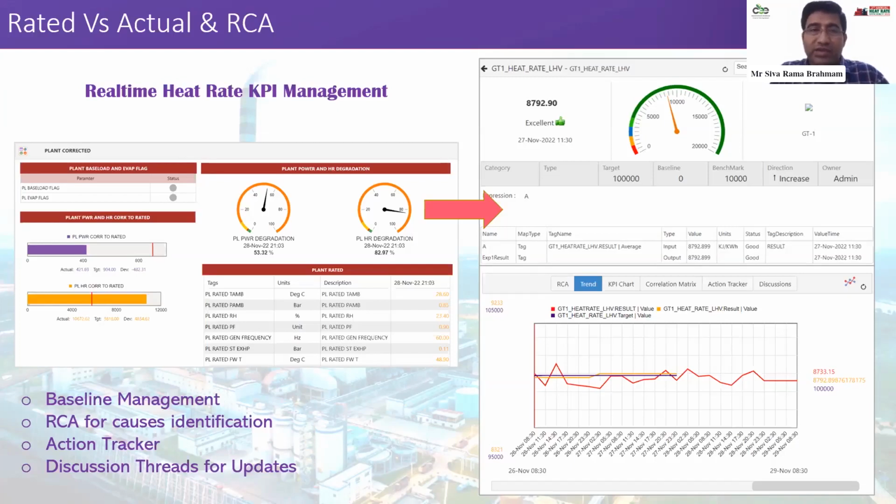So this is the end-to-end platform that can help you to measure, monitor, track, and take action on particular issues related to heat rate performance. Okay. So this has been successfully implemented in a Mexican power plant a couple of months back.